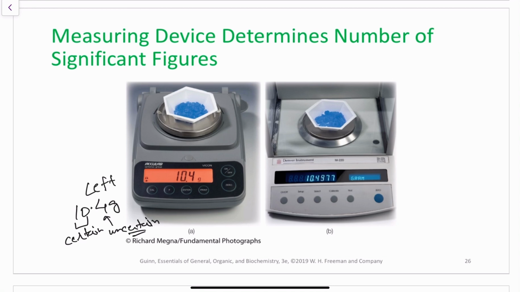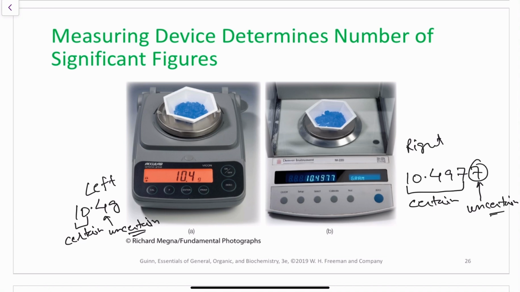Whereas on the second scale on the right hand side, if we measure the same salt, what we're going to see is that the measuring device is giving you the number 10.4977. So that means all these numbers are certain numbers and this last number is your uncertain one.